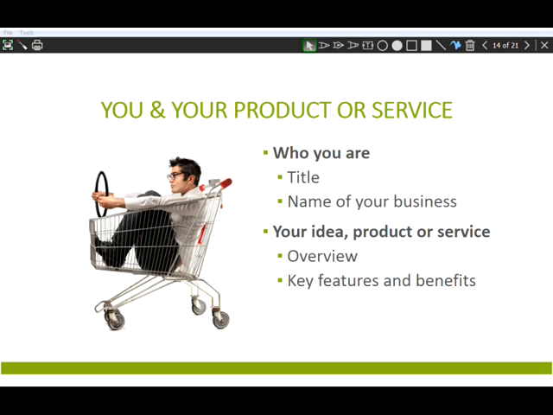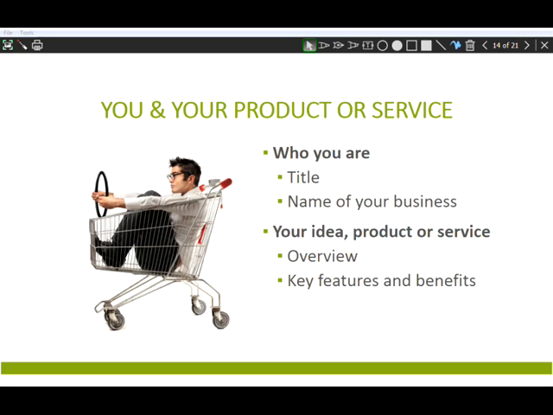Right, we definitely do. So that's going to be key as well. So after you talk about, and just tell them who you are, and that's quick: my name is, my title, here's my business. You want to give them a brief overview of what your idea, product, or service is, depending on what you're pitching. And that should be quick and easy and simple, because you don't want them to get bogged down. And you want to actually cover some of the key features and benefits.